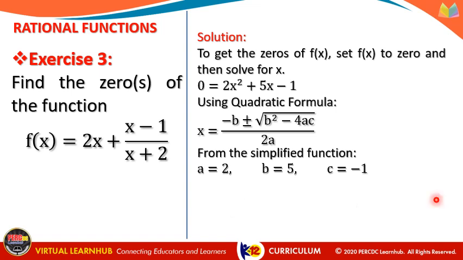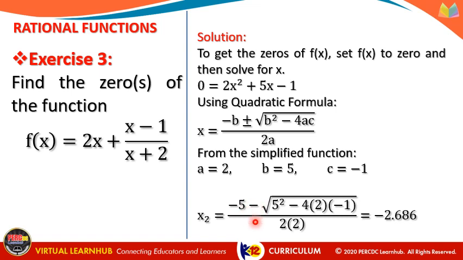Para naman sa kabilang root, i-solve naman natin gamit naman minus. So, you'll get negative 5 minus square root of 5 squared minus 4 times 2 times negative 1 divided by 2 times 2. And you will get the answer, negative 2.686.